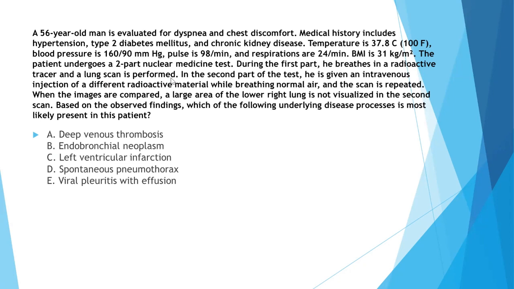Now, based on the observed findings, which of the following underlying diseases is most likely present in this patient? Deep venous thrombosis, endobronchial spasm, left ventricular infarction, spontaneous pneumothorax, or viral pleuritis with effusion. Pause the video and think about the answer.